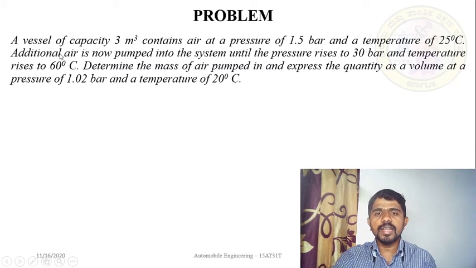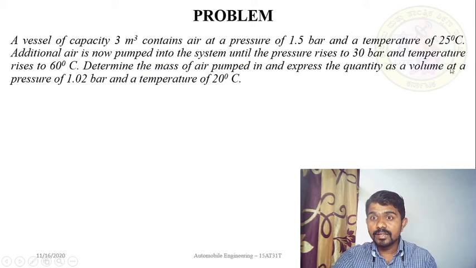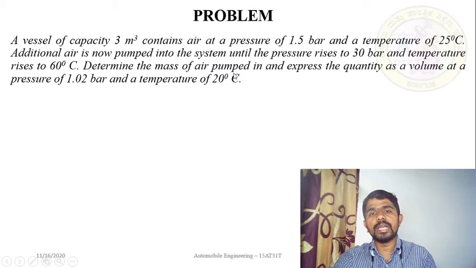Of course, additional air pumped means you have to add some amount of air, right? So there should be a difference in mass. So determine the mass of air pumped. What is the actual amount of mass which has been additionally added, that you should calculate, and express the quantity as a volume. So you are determining the mass of the air pumped and you express that quantity as volume at a pressure of 1.02 bar and temperature of 20 degrees centigrade.